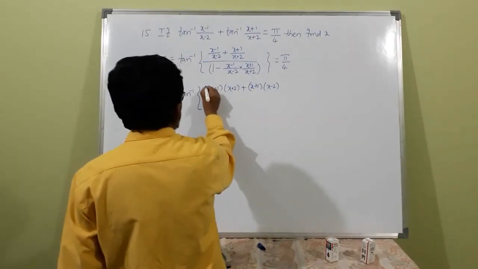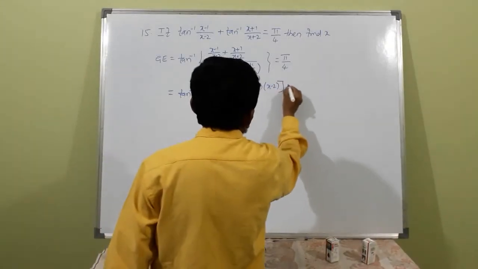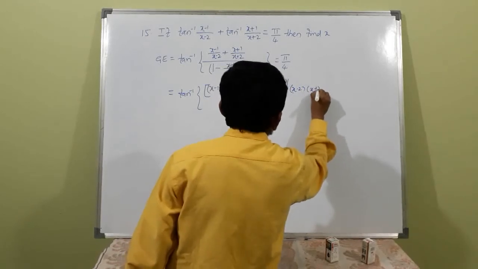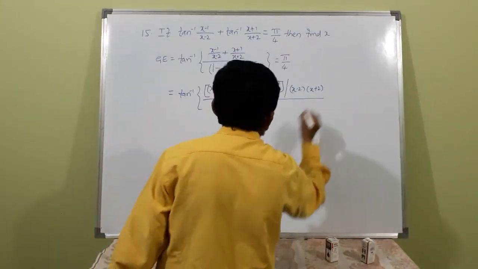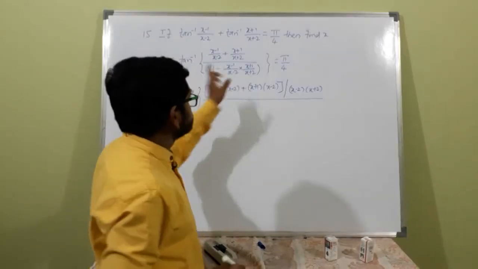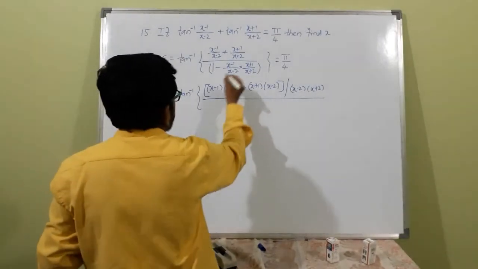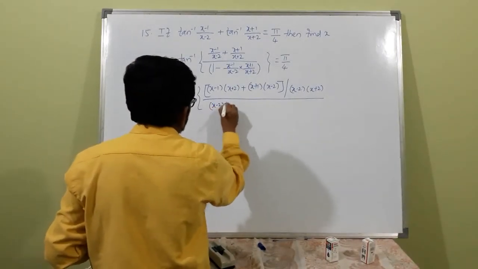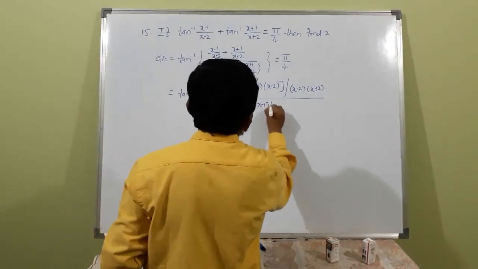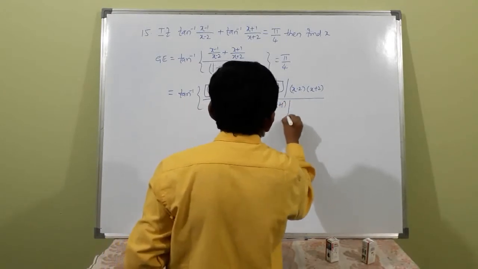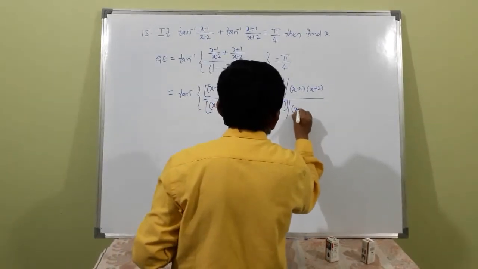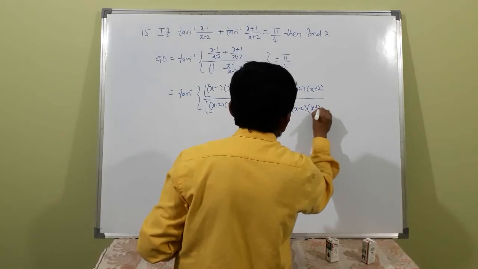Divided by x minus 2 into x plus 2. See, after some practice you can directly write. You need not write this again, because this will get cancelled with the numerator term. x minus 2 into x plus 2 minus x minus 1 into x plus 1, whole divided by x minus 2 into x plus 2.